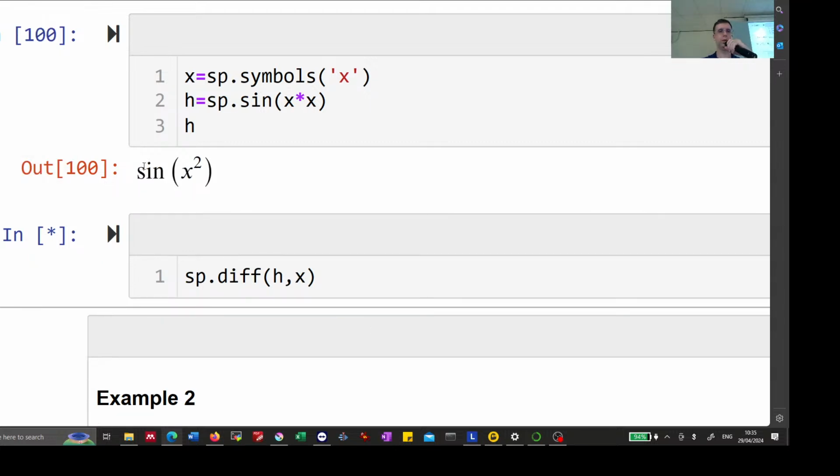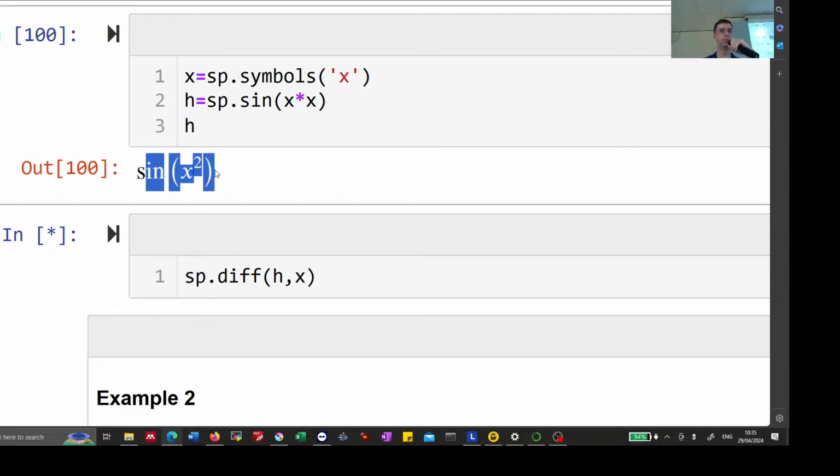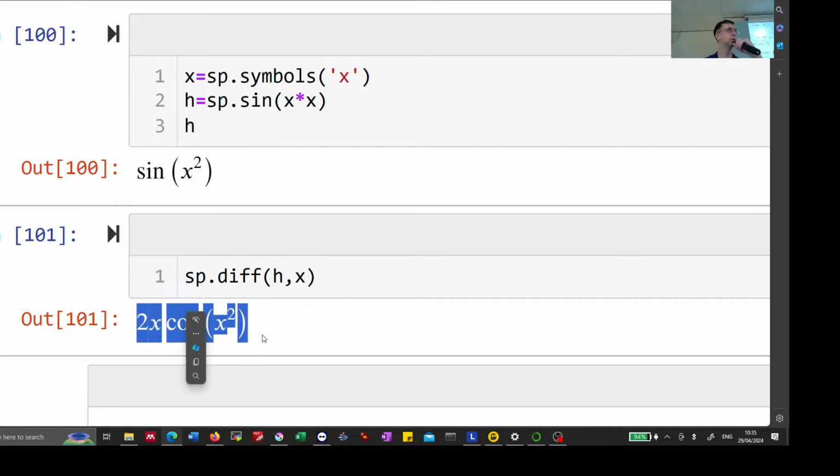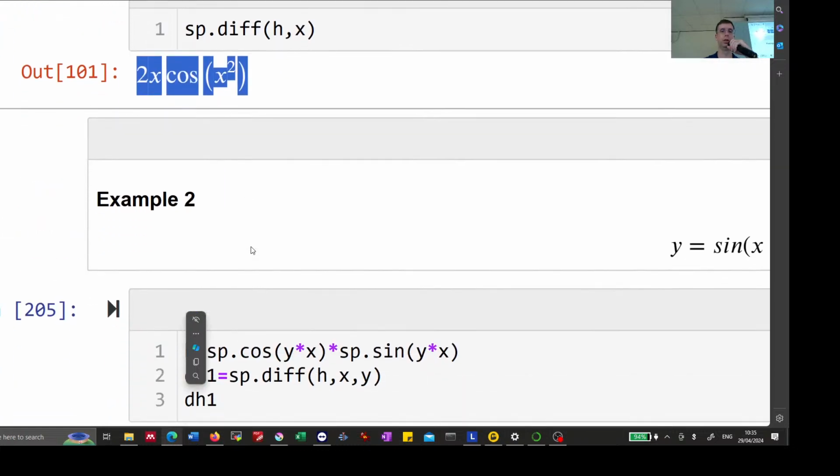Okay, so this is our function, sine x squared. So the derivative by chain rule: the inner derivative is 2x, the outer derivative is cosine, right? So you get 2x cosine. Oh, it seems to work. Next example.